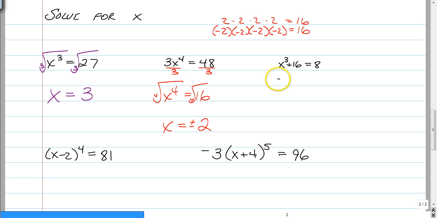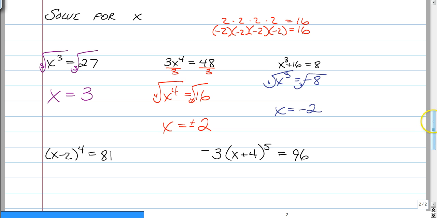Next example. That's going to give us x cubed is equal to a negative 8, and you are allowed to take the cube root of negative numbers. So you take the cube root of both sides, and x is equal to a negative 2, and you're done with that example.